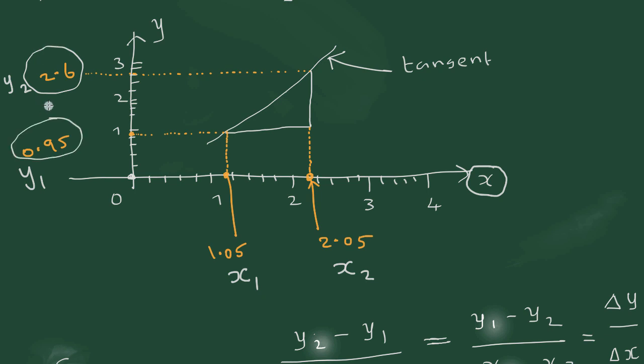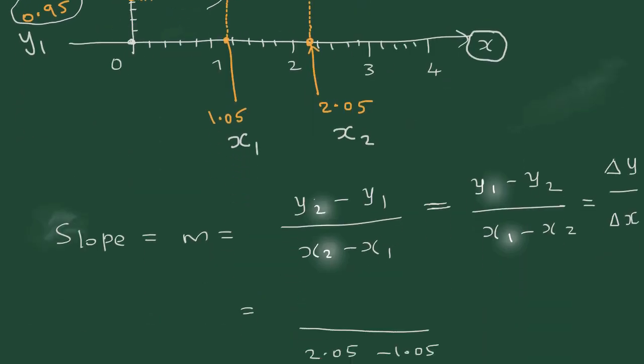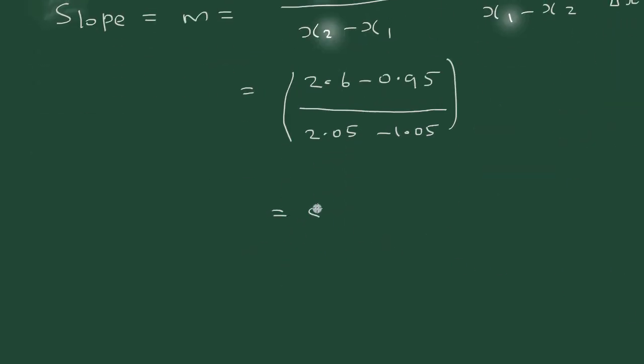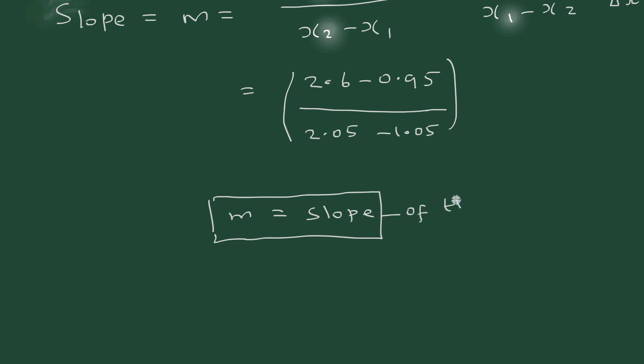2.6, 0.95. So I will write 2.6, 0.95. That's all. You take a calculator and then simplify this. That's all. This is the slope. That means calculation of the slope. This is the slope of what? This is the slope of the tangent.